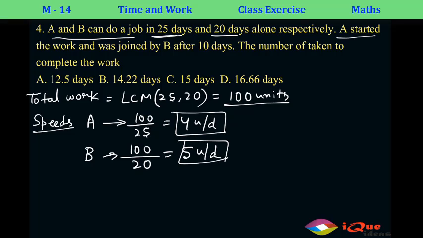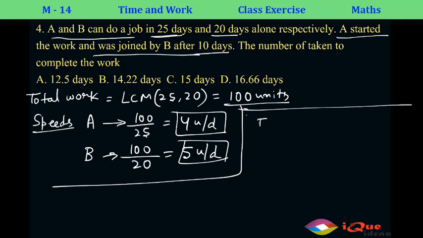Then it says A started the work and was joined by B after 10 days. Now here again the work has to be divided into 2 parts. So in the first part, A works alone for 10 days. Now in 10 days, how much work can A do? It will be 10 into the speed of A, that is 4. So it is 40 units. Alright. So 40 units were already done when B joined.